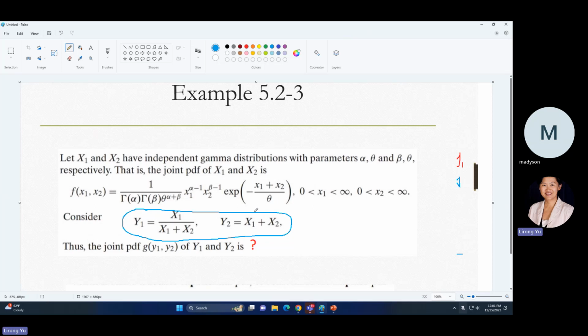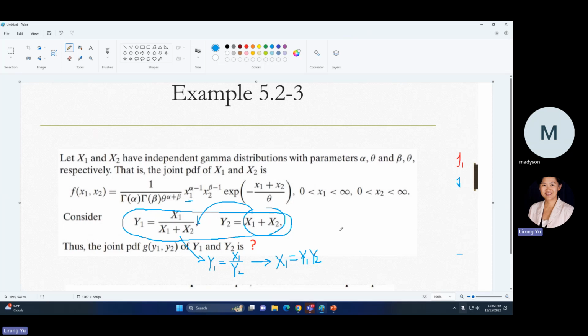One thing is for sure, x1 plus x2 is equal to y2. So bring that into the first equation. You're going to see that y1 is equal to x1 over y2. Right, let's simplify that a little. And then from that, you can multiply both sides of the equation by the denominator. We have x1 is equal to y1 times y2.